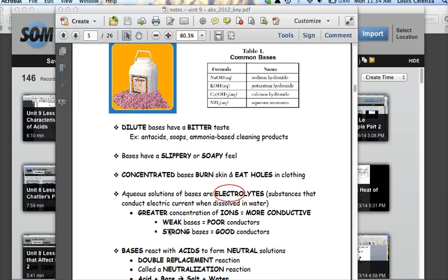You can see here again, Table L gives us the list of the names and formulas of the most common bases, so we don't need to memorize the names or how to name them. This is a strong base, these are weak here. Dilute bases have a bitter taste. For example, antacids are bitter because they are trying to neutralize an acid. So you neutralize an acid with a base. They are slippery or soapy feeling. Like acids, they can also burn your skin and eat holes in your clothing.